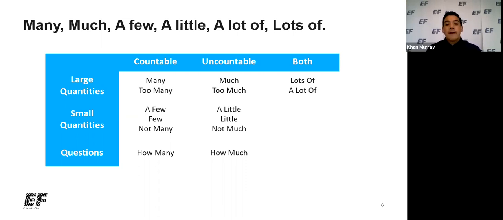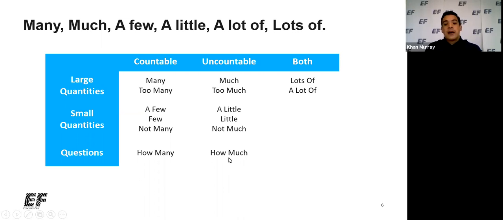And finally, when we are asking questions, of course, for countable nouns, we say how many, and then we put the noun in: how many people are there? Remember that when we're asking a question, we always use the pluralized form of the noun. So it always should have an S. So how many dogs are there? How many ideas do you have? So make sure you add the S onto the end of the noun.